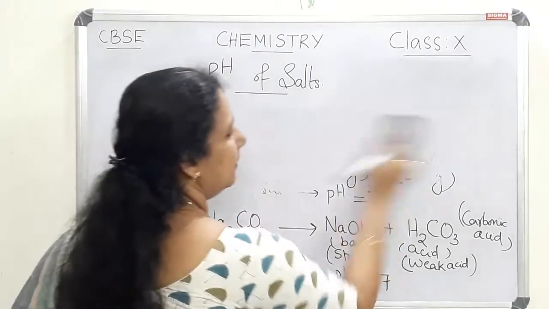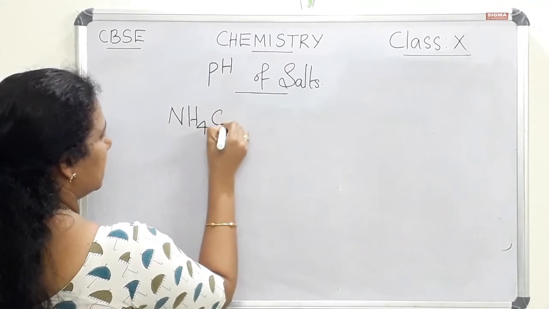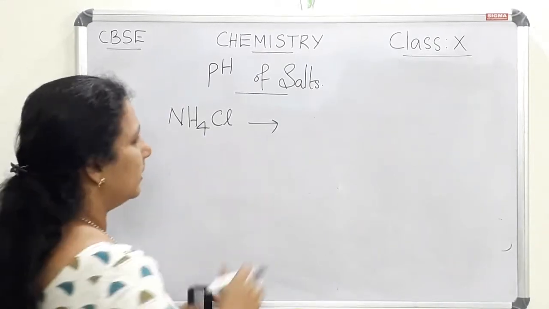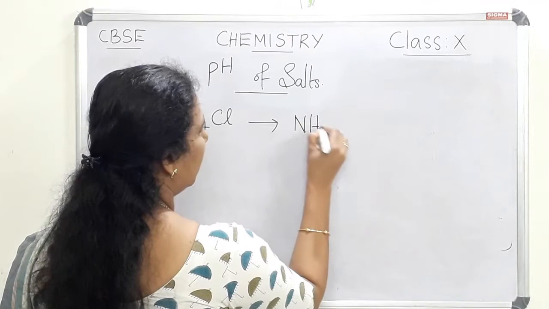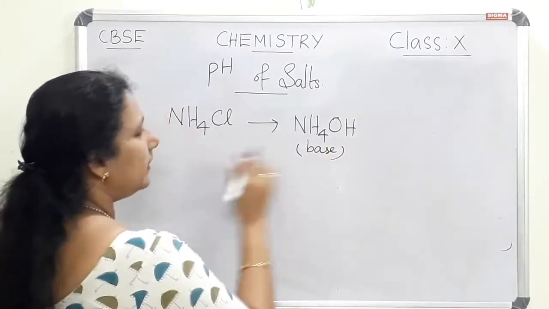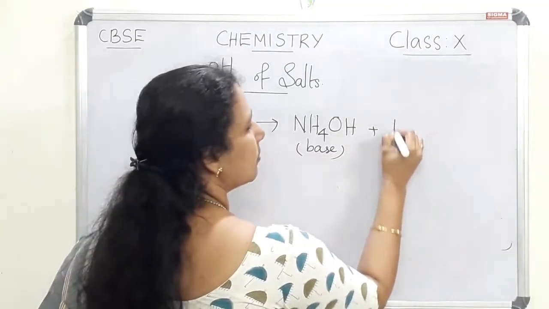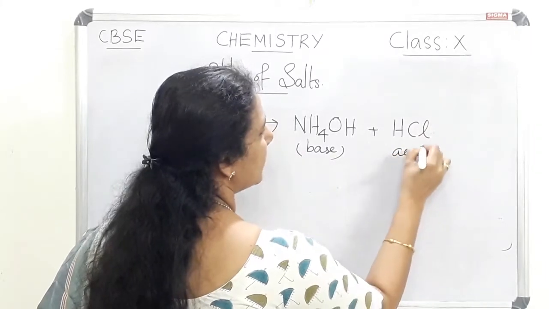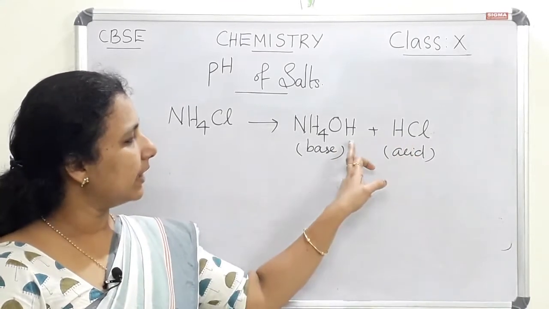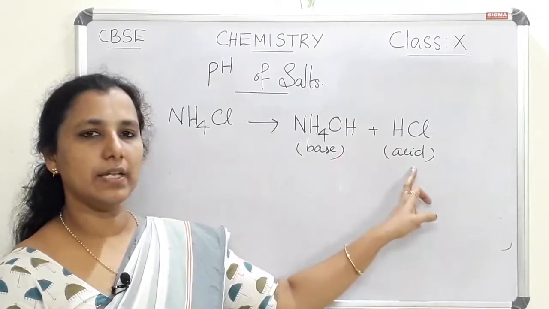So this is an example of a basic salt. Let us write another example: ammonium chloride, another example of a salt. From the formula we can write the base and acid. The first part is ammonium hydroxide, which is the base here, and it is a chloride salt, so the negative part is chloride, and hydrochloric acid is the acid here. So the base and the acid, ammonium hydroxide and HCl, react together to form this salt.